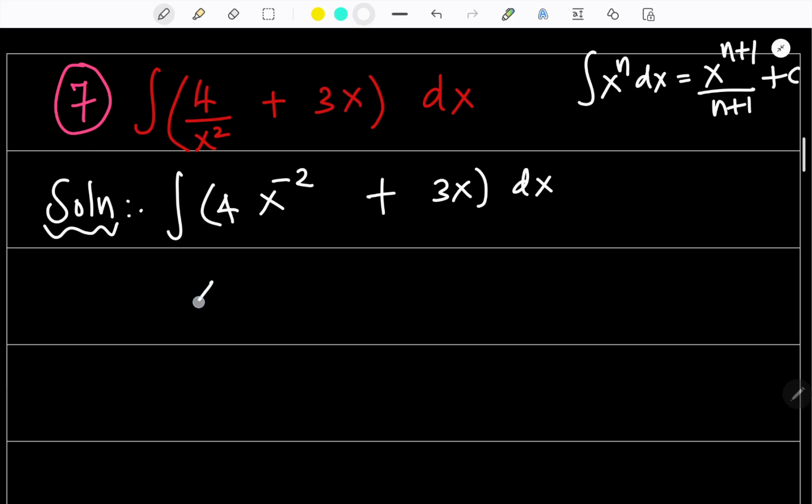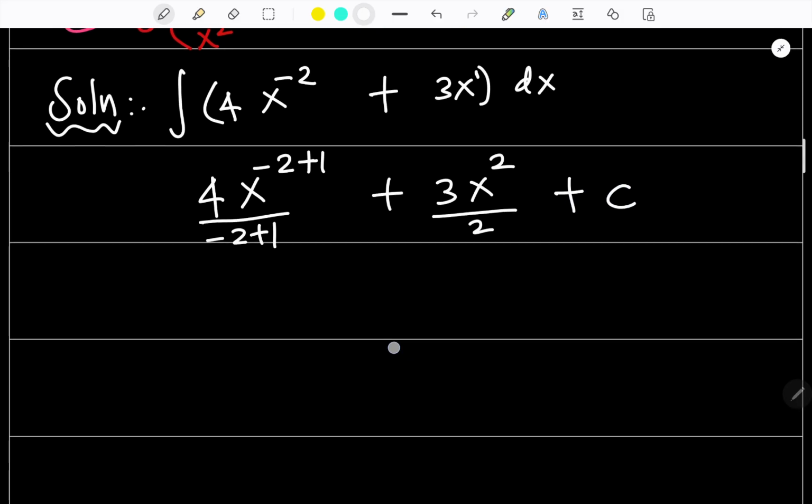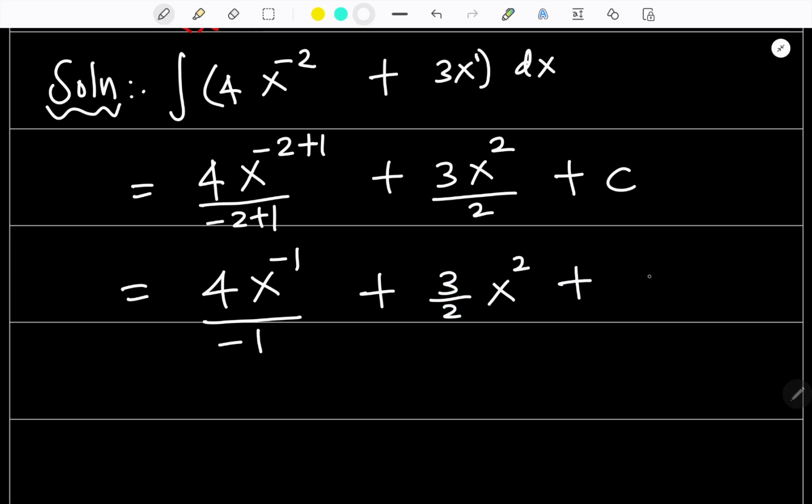So now slowly you do it because your negative number is there. So minus 2 plus 1. Look here, n is minus 2, divided by minus 2 plus 1, plus here nothing. Here it is power 1. So 1 plus 1 is what? 2, plus integrating constant c. So this equals 4x to the power of minus 2 plus 1 is what? Minus 1, divided by minus 1, plus 3 divided by 2, x square, plus c.